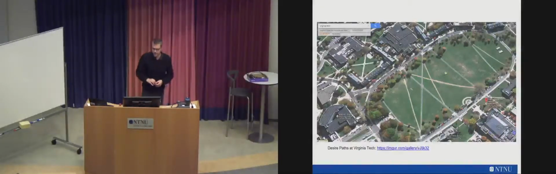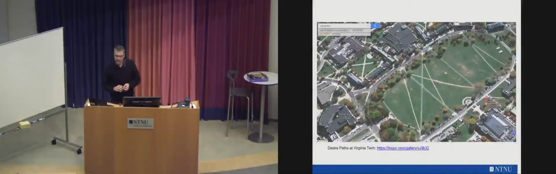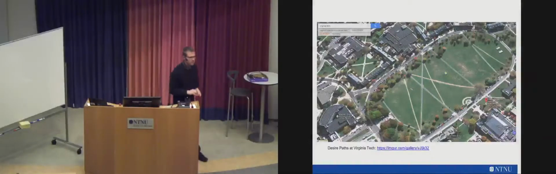And this is a screenshot of Virginia Tech, how it looks from the top, and you find the number of desire paths and actually paved paths is kind of on par, so people actually figure out where they preferably want to walk. One of those examples. So what does it mean for the game?